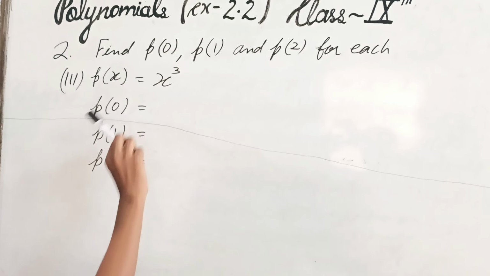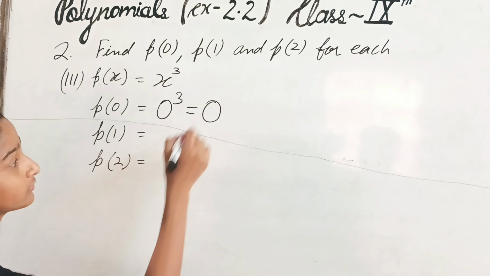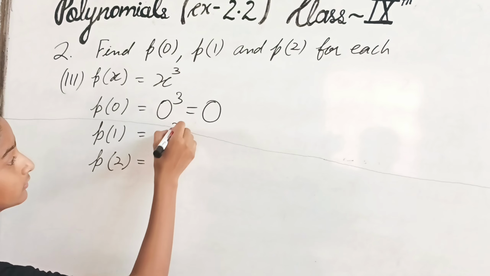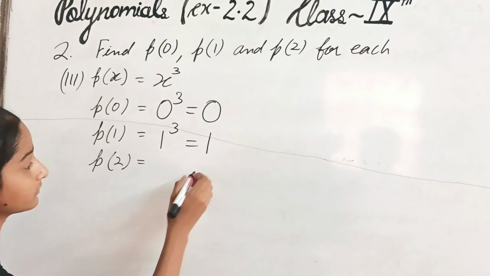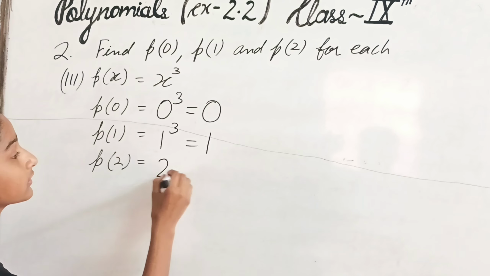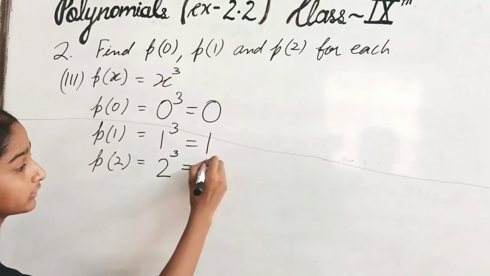Let's solve this for P0 first. 0 cube that is equals to 0. Next P1. 1 cube that is equals to 1. P for 2. 2 cube that is equals to 8.